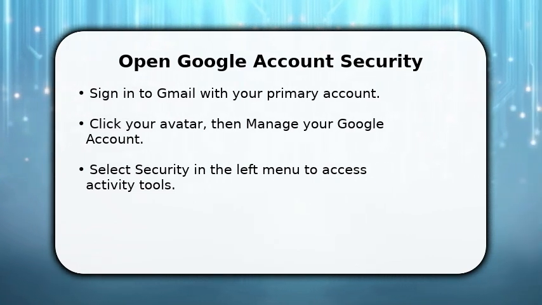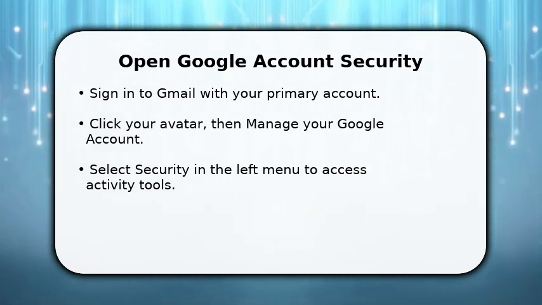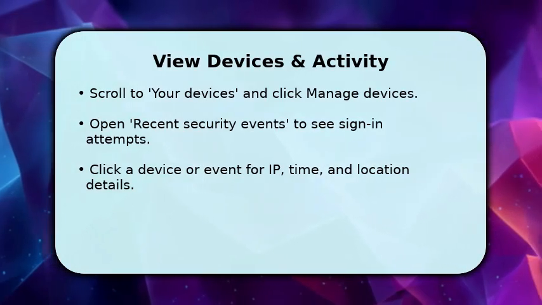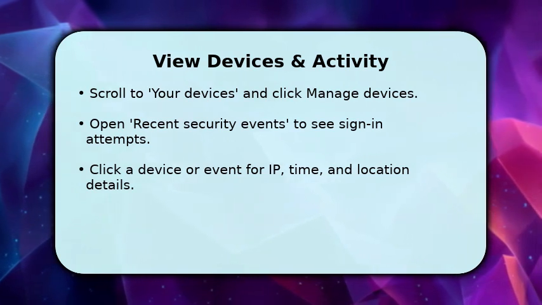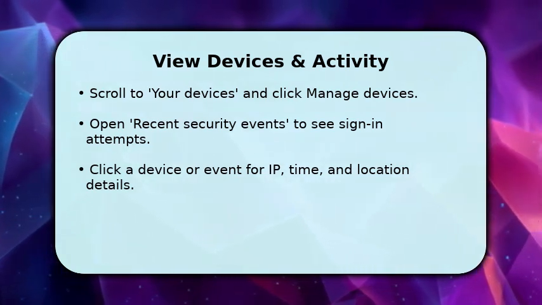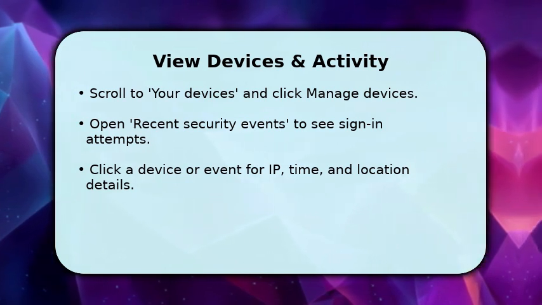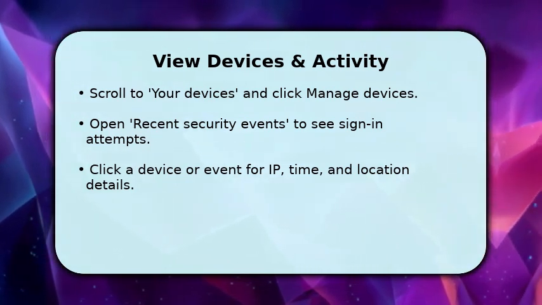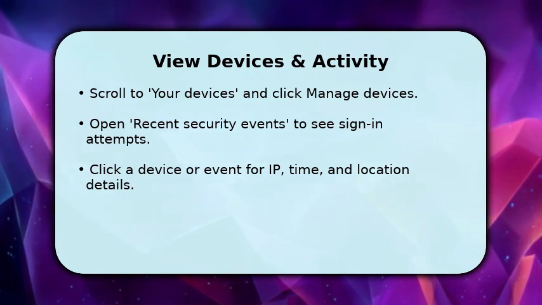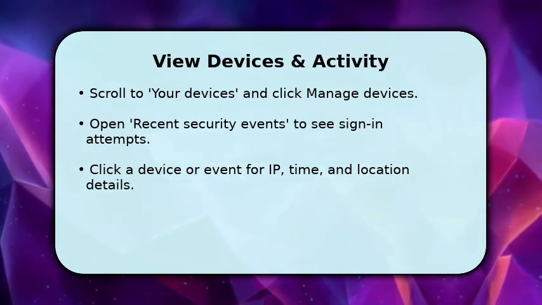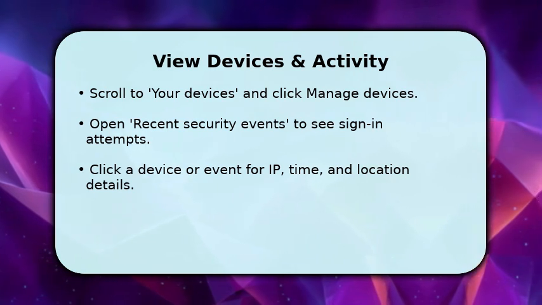Now you examine devices and events to find login history. Scroll to your devices, then click Manage Devices to list active and signed out sessions. You'll see device type, last active time, and approximate location. Next, open recent security events to review explicit sign-in attempts, password changes, or two-step prompts.